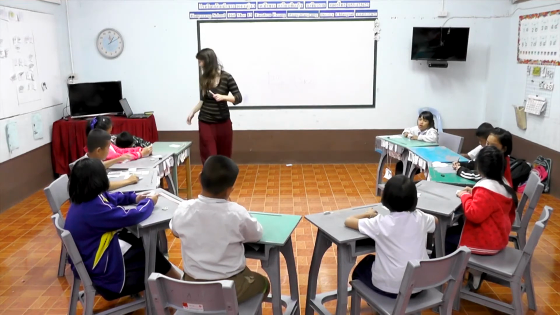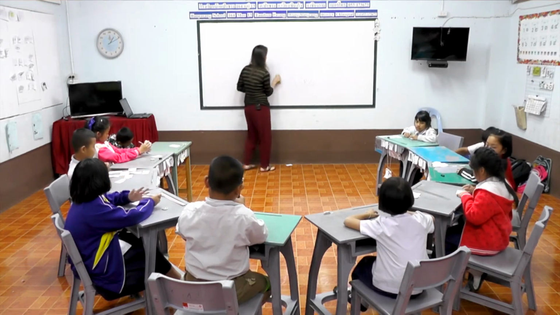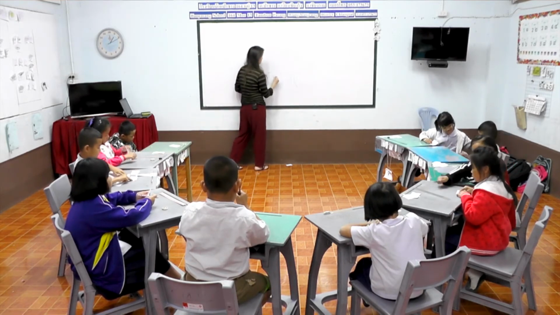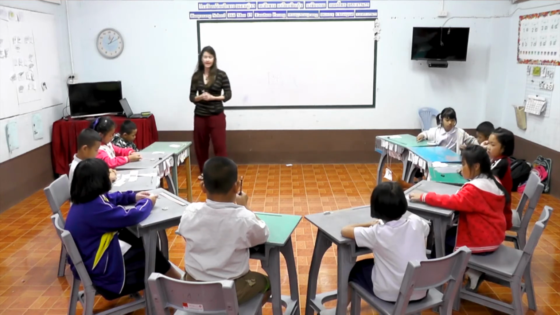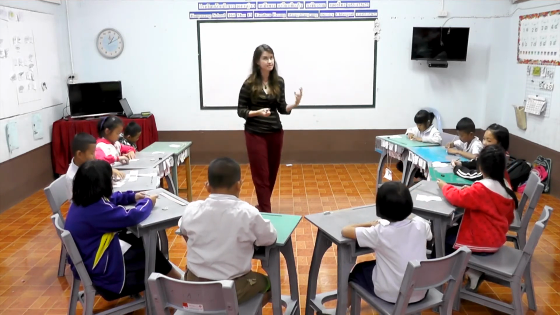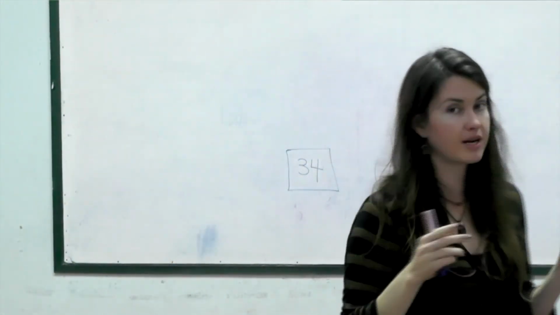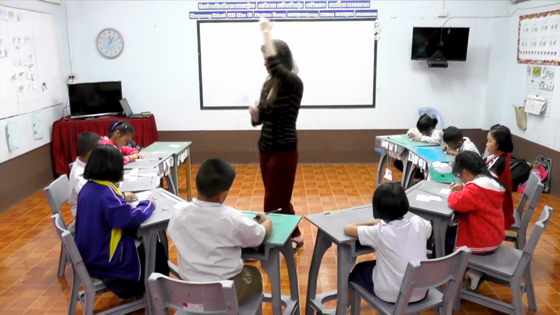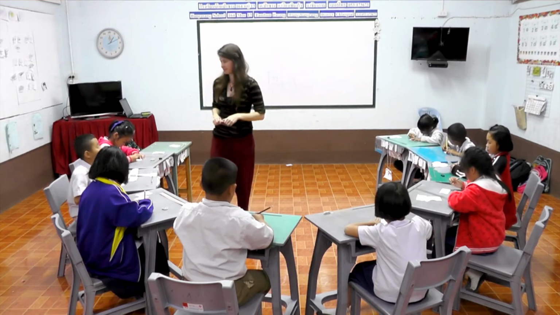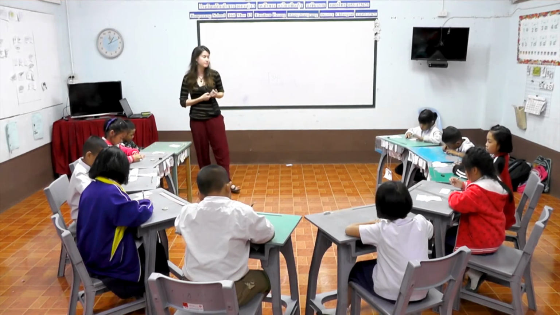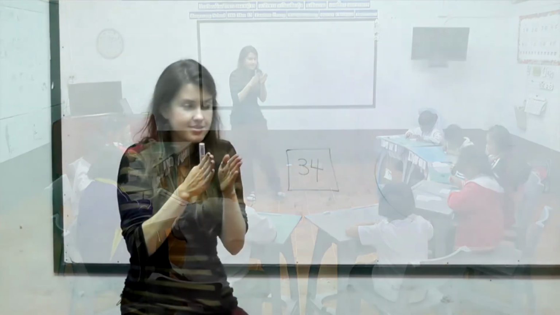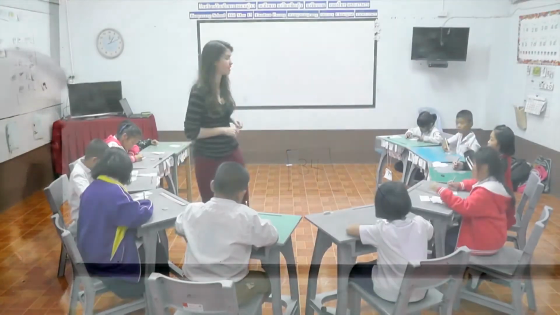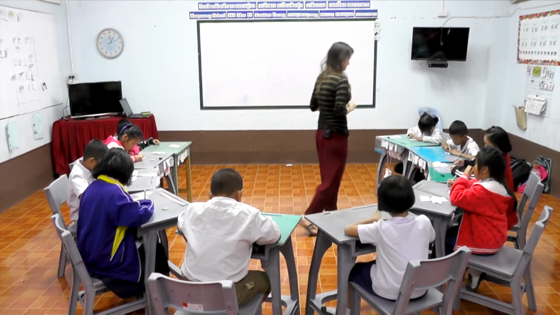Okay, let's do another one. Try it on your own. Try it by yourself. We're gonna stay with 6s. 34. Okay? You're gonna count by 6s. Think in your mind. And you wanna get as close as you can to 34, but you don't wanna go too high. So you're gonna count by 6s, get as close as you can, and you're gonna stop and count by 1s until you get to 34.